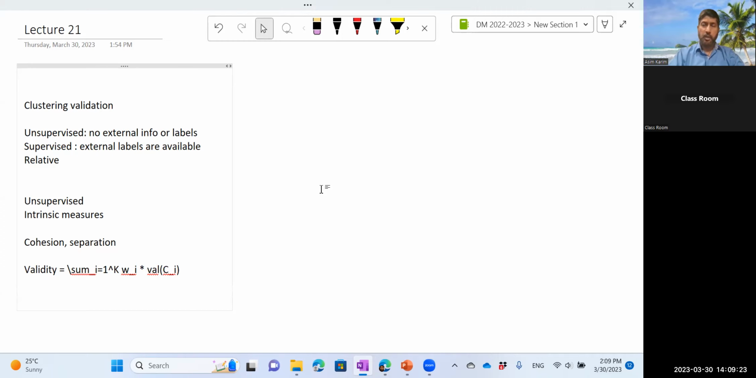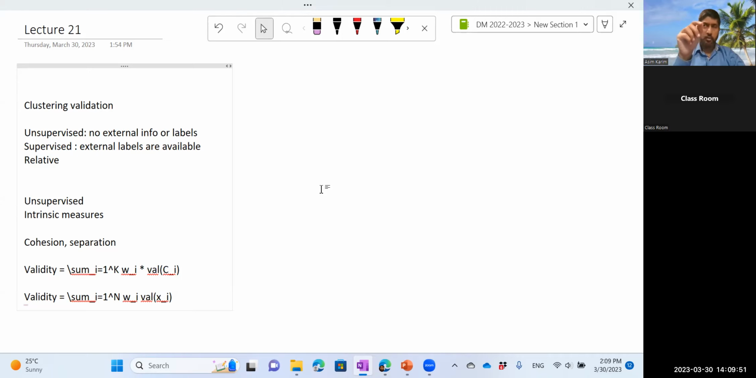Actually, इसको एक step further भी लेके जा सकते हैं. So validity could be sum i equal to 1 to n, wi times validity for each object xi. ठीक है? So इस तरह भी आप कर सकते हैं. If you have a validity measure that can be applied to each object, then you can aggregate that.